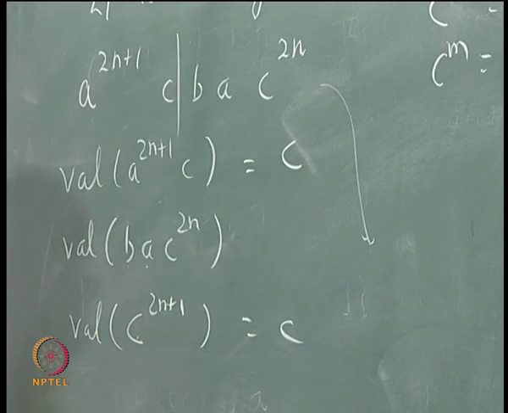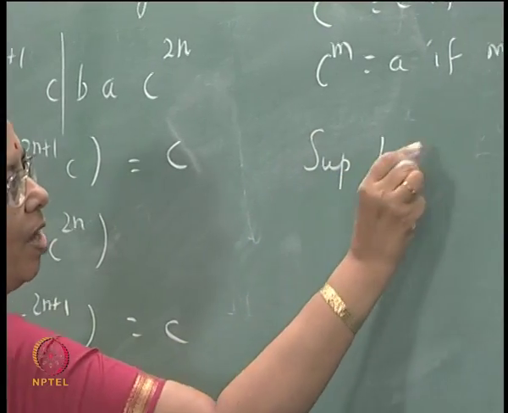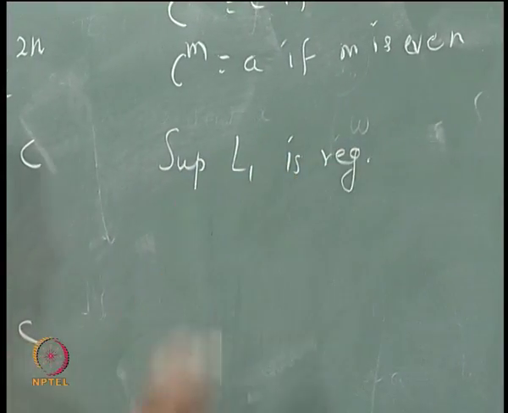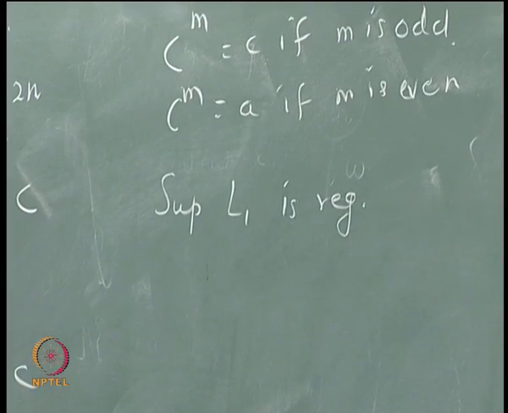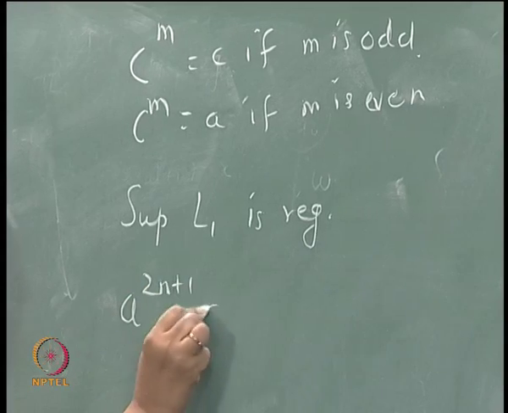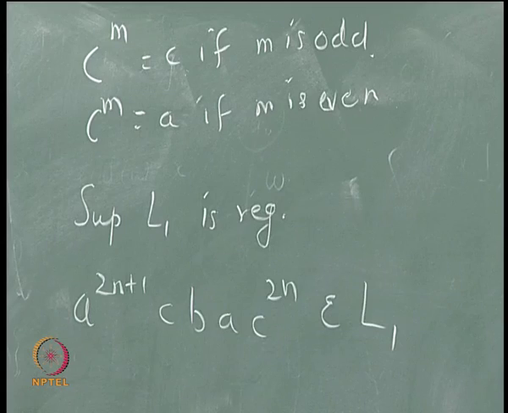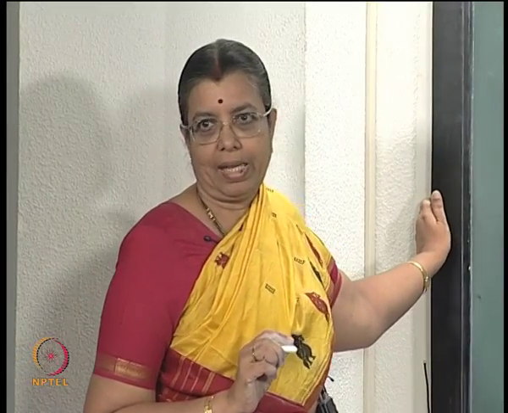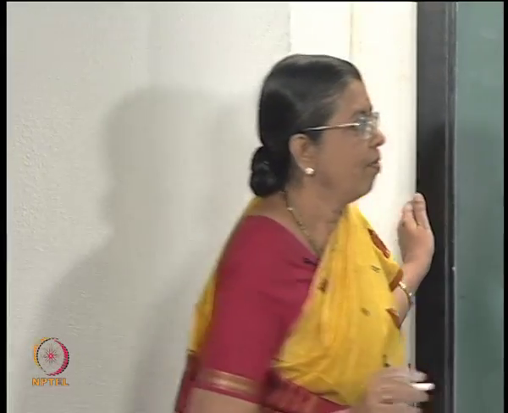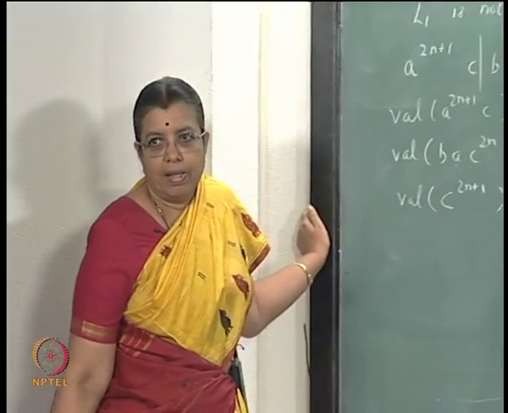So, the argument has to start like this. Suppose L1 is regular, then A power 2n plus 1 CBA C power 2n belongs to L1 because it satisfies the condition. This is for any n. I have not taken any particular n, this is for any n, right, for all n.